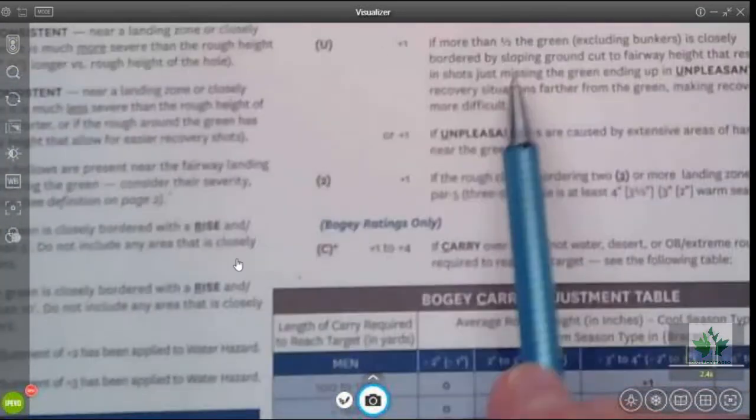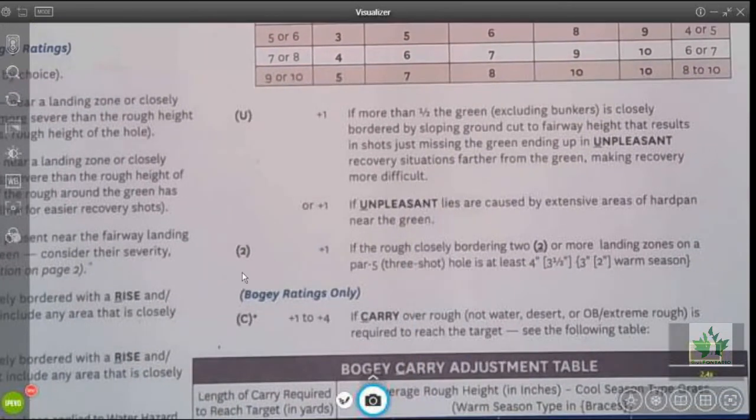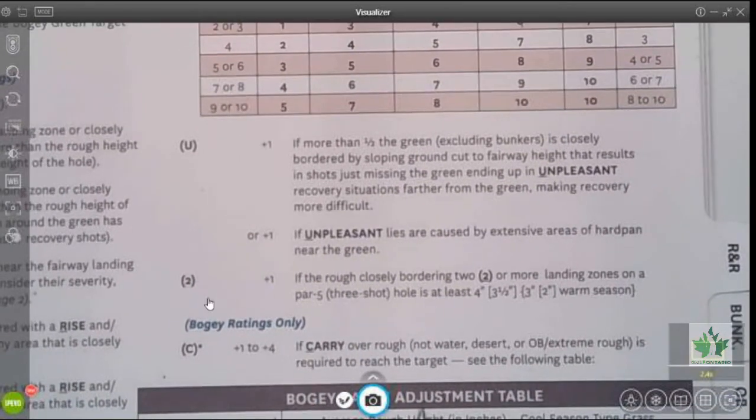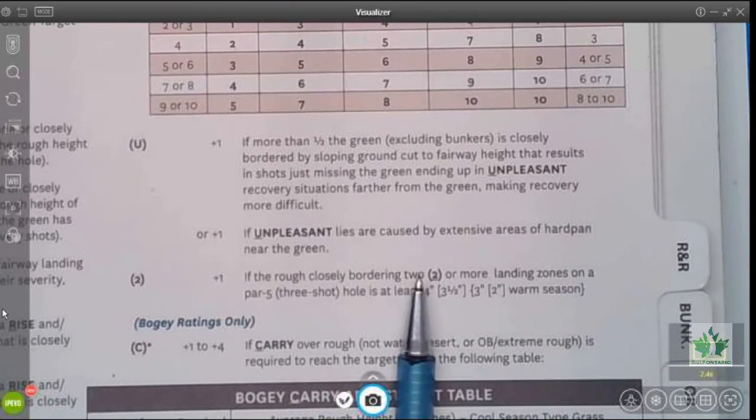This one, the unpleasant adjustment, is always one that's been difficult to deal with, because it's basically when the expectation that there would be rough closely bordering the green isn't there.